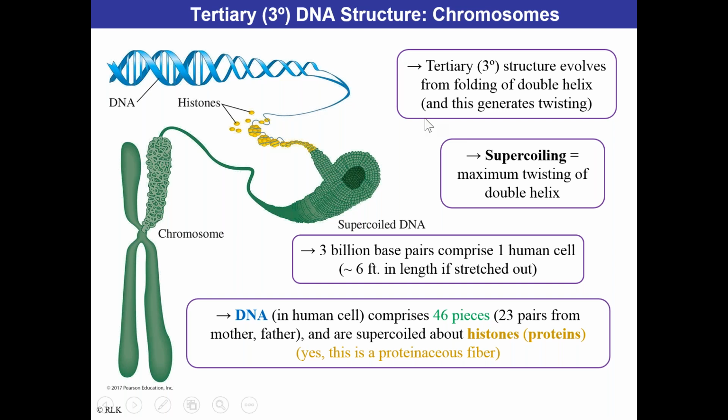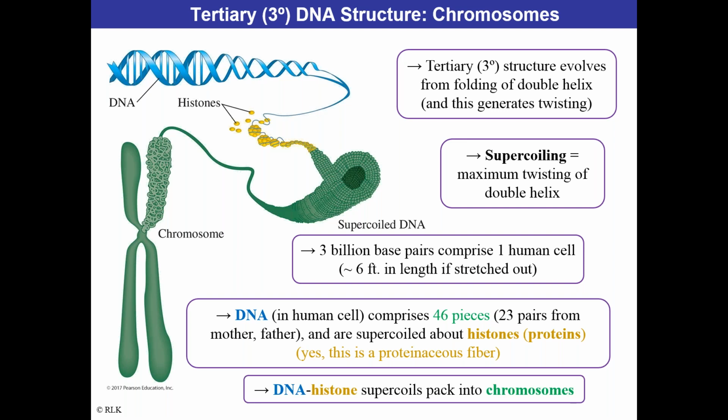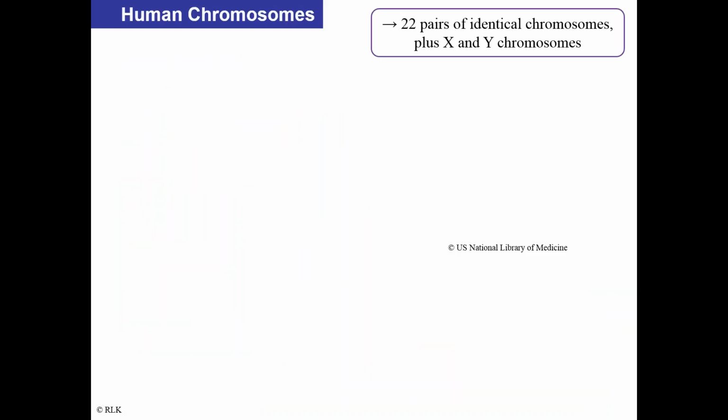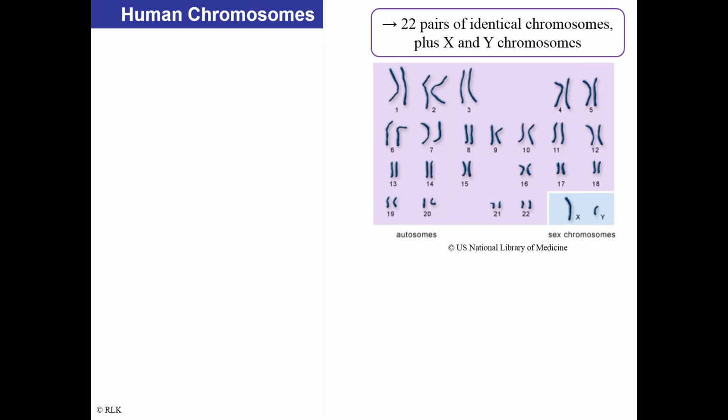Again, it has a combination of multiple different intermolecular force environments to be able to create such a structure like that. These DNA and histone supercoils pack into what we call chromosomes. Now, an interesting case of this, and I'm getting this data from the National Library of Medicine. If we were to look at the different chromosomes, right? The 1, 2, 3, 4, 5, you just keep counting these.